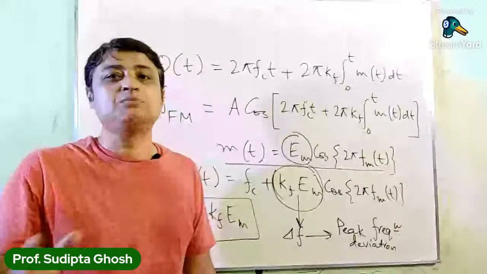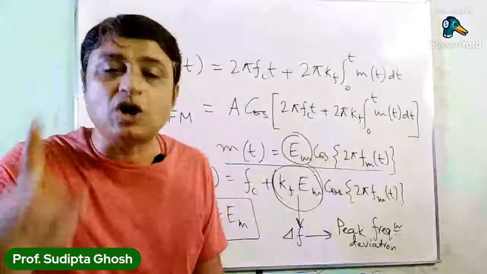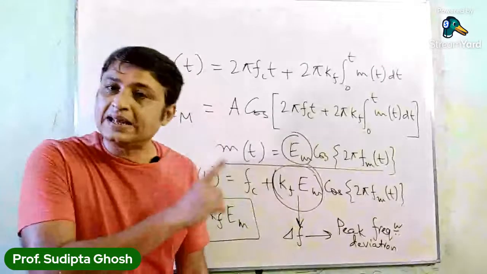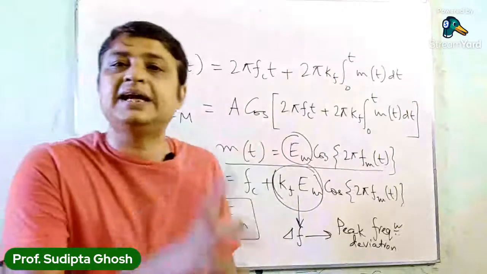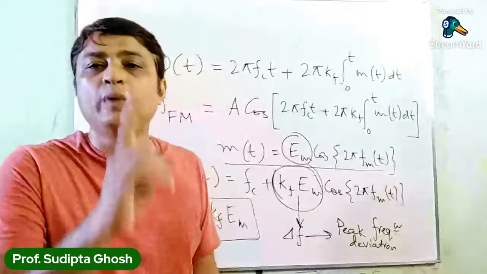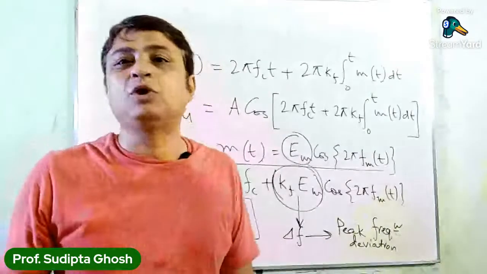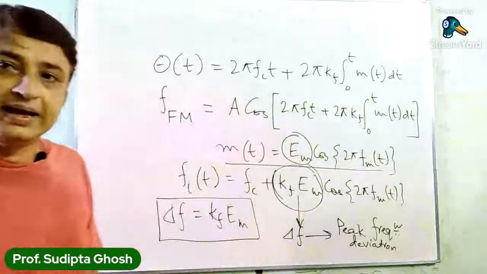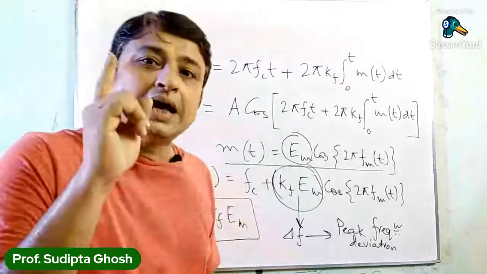So in a frequency modulation system, the carrier frequency changes according to the amplitude of the modulating signal. Again, I am repeating this: the carrier frequency changes in a frequency modulated system in proportion to the amplitude of the modulating signal. So the frequency of the modulating signal has no role to play, but the amplitude of the modulating signal does.